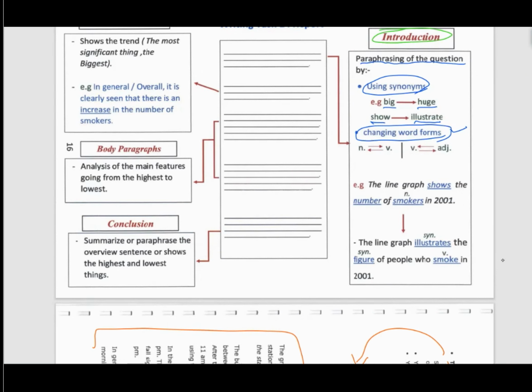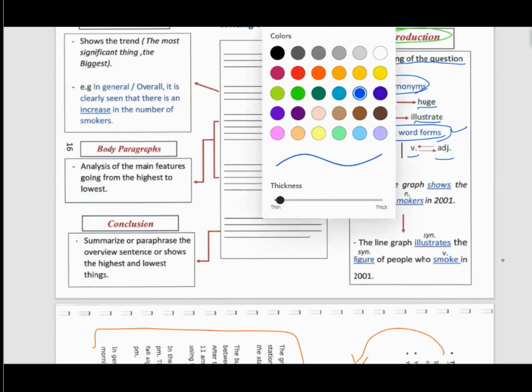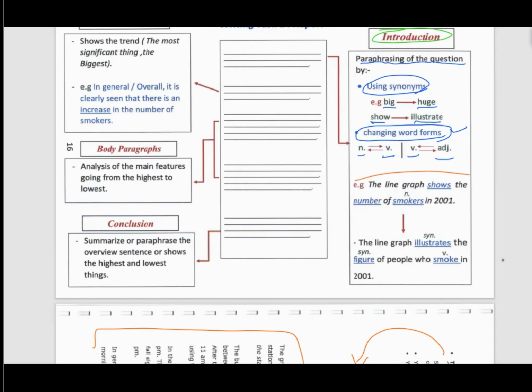And here, for example, you can change the word from a noun to a verb, or the opposite, from a verb to an adjective, or the opposite. Okay? Yes, you can do that. Now, this is an example. Down here is an example. This is an example sentence of a question sentence. The line graph shows the number of smokers in 2001. This sentence is in the question.